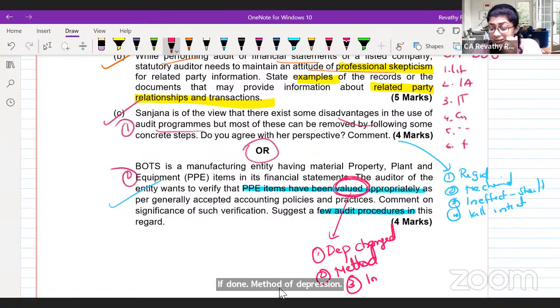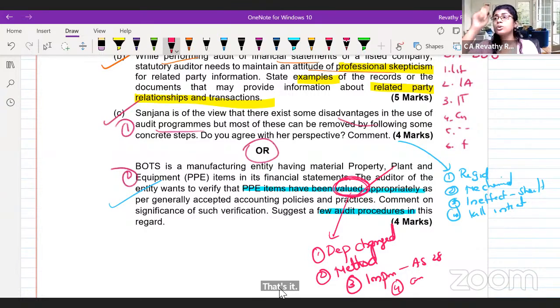Now, asset can be impaired, impairment as per AS 28. Whether the method has been consistently applied, that's it. Here there is no title deed, no records. Why? They are checking only valuation. It's a specific, guys.